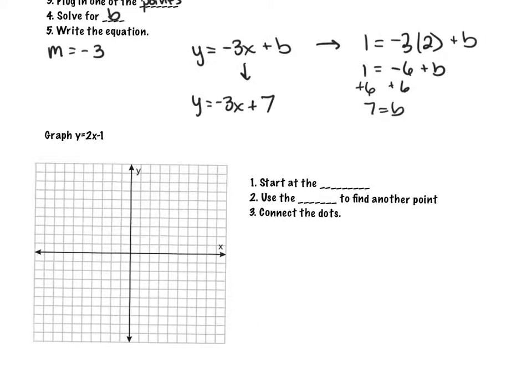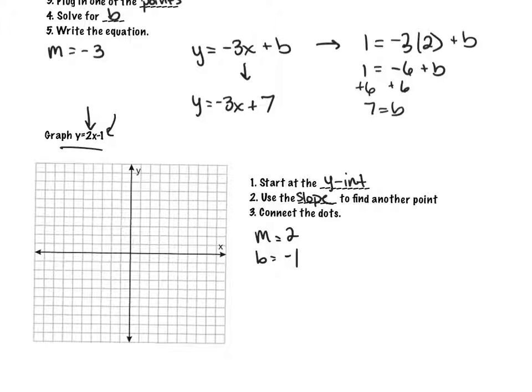So when I am graphing a line, I'm going to start at the y-intercept, and then I'm going to use the slope to find another point. Once I have 2 points, I can connect the dots. So if I look at my equation, my slope, always with the x, so my slope is 2, and then my y-intercept, so what's added or subtracted. So in this case, it's -1, so I need to make sure I bring that negative over.